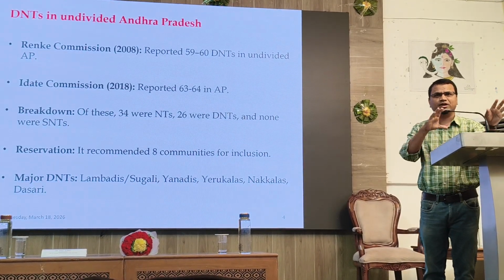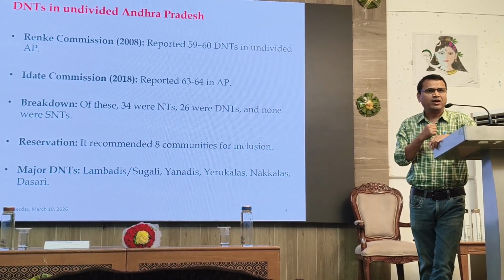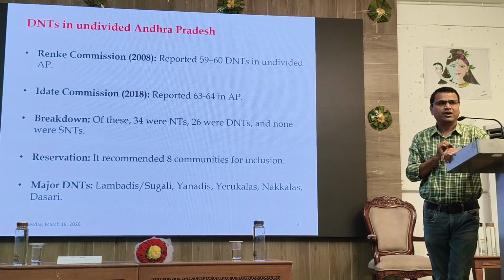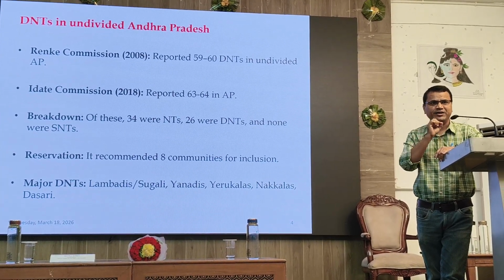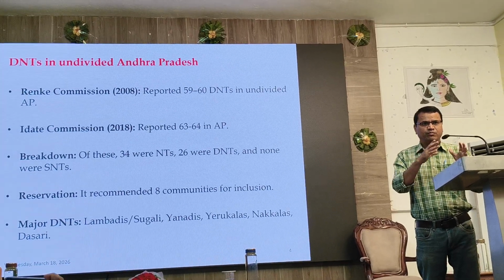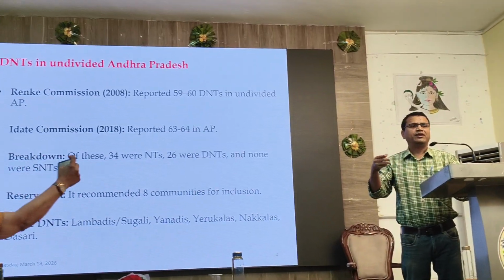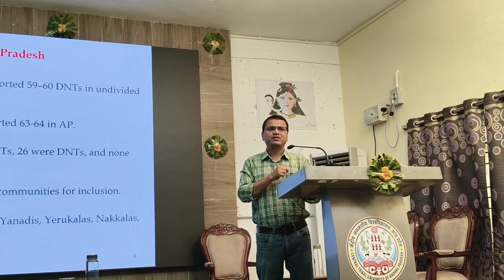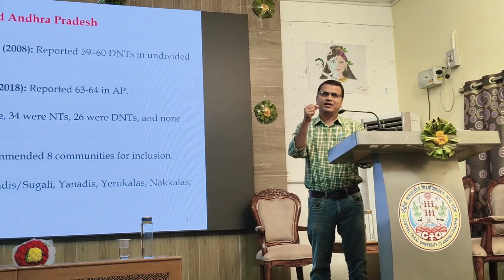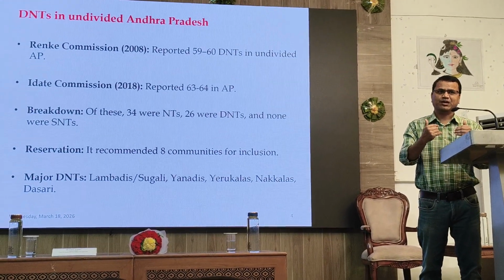So this is about the India level, but when we come to state level, particularly United Andhra Pradesh, the Renke Commission identified 59 to 60 denotified and nomadic communities, whereas the Idate Commission identified 63 to 64. And both the commissions have, in some cases, listed communities twice. In Andhra Pradesh, one community is called Mandula, but in the Telangana region, that community will be called by some different name. So such corrections were not made in the second commission.